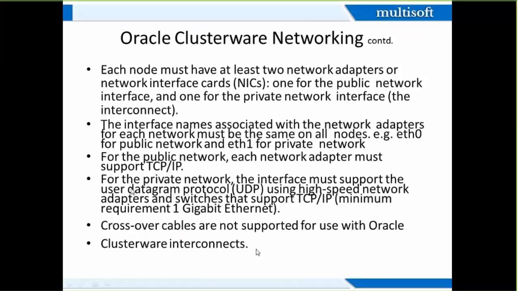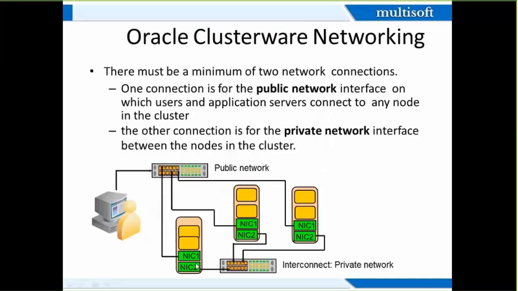For the private network interface, we must have the User Datagram Protocol. For the high speed network adapter switch, it must be a minimum of 1 gigabit Ethernet. Crossover cables are not supported for Oracle installation for cluster interconnect. So all should be connected through a switch, or you must connect it with a patch cord.